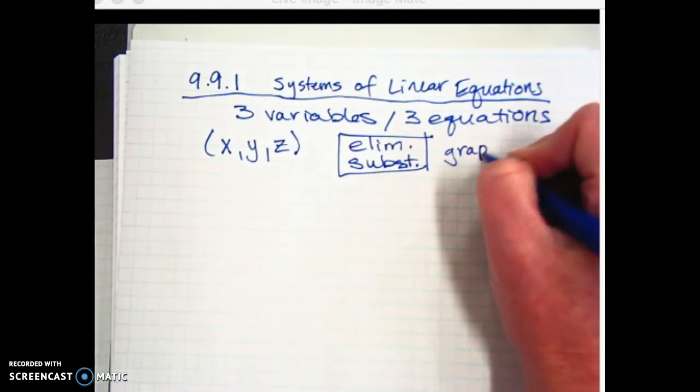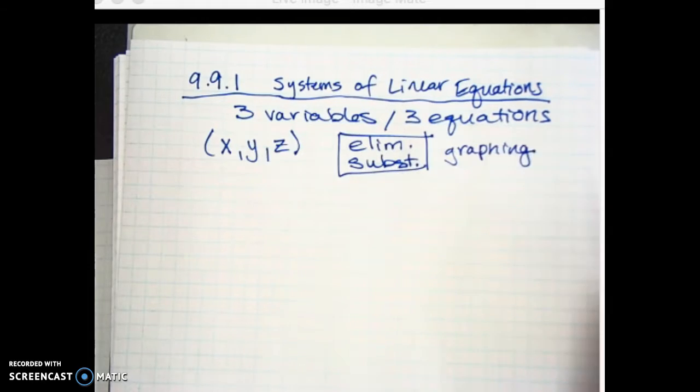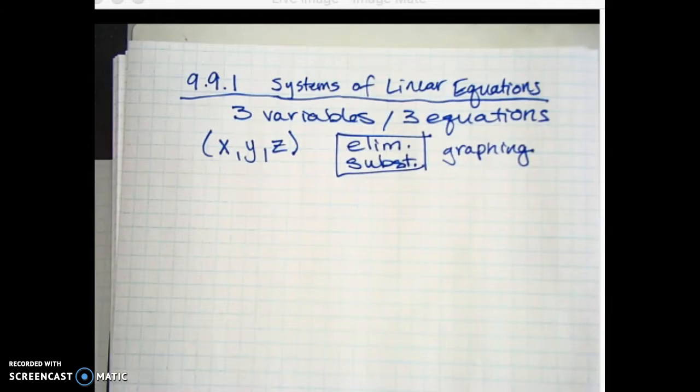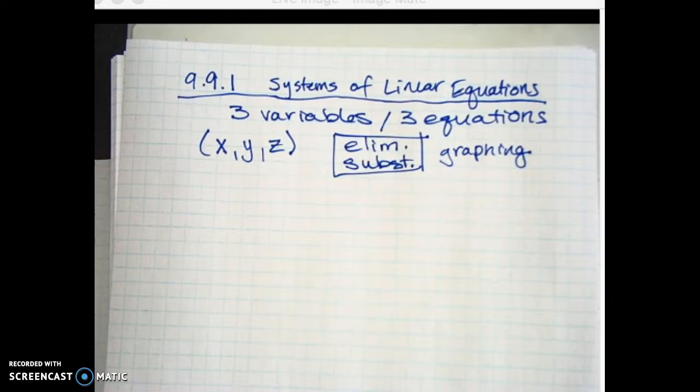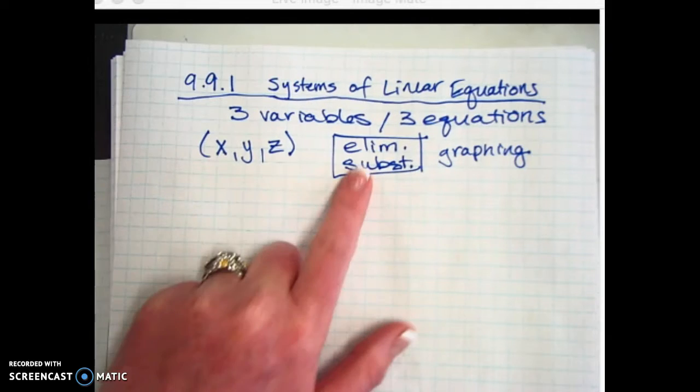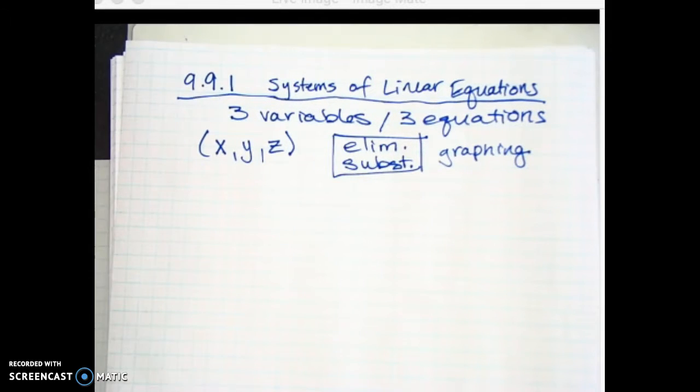Someday you will learn how to graph in 3 dimensions, but even Desmos doesn't graph in 3 dimensions. And even if some of you I've seen have the graphing calculators, those are 2-dimensional, unless you have, I think it's the TI-89, which will graph in 3 dimensions. Even then it's hard to use it and figure out where 3 lines are intersecting on a 3-dimensional plane. It's kind of a lot. So we're just going to stick to elimination and substitution for right now.